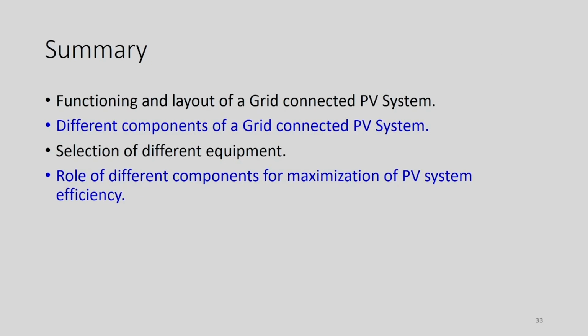So, we can summarize what we have discussed today. Primarily, we have discussed the functioning and layout of a grid connected PV system, and then we have understood the different components of a grid connected PV system, then how these can be selected, and the role of different components in maximizing PV system efficiency. I hope that you understand the things very clearly, and maybe in the next class we will study more on design aspects of grid connected PV system.